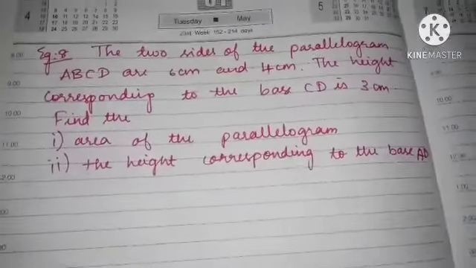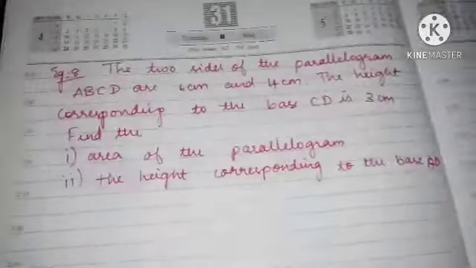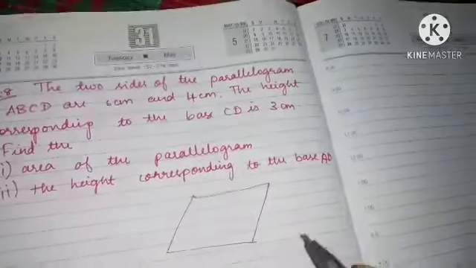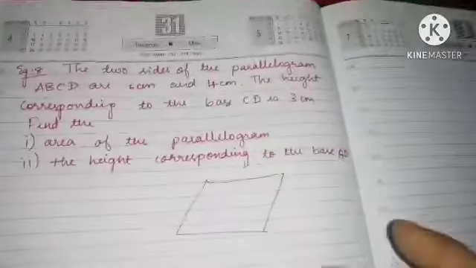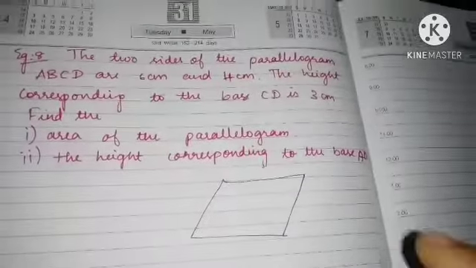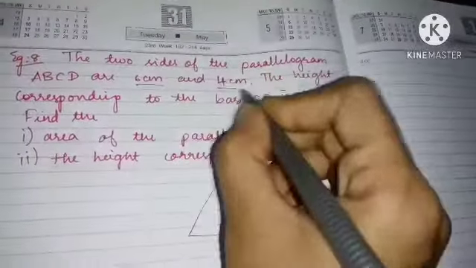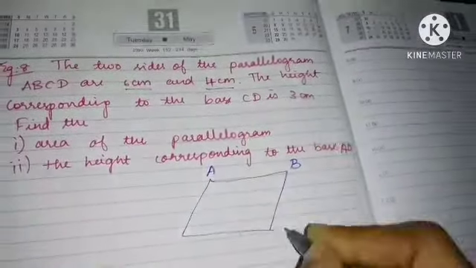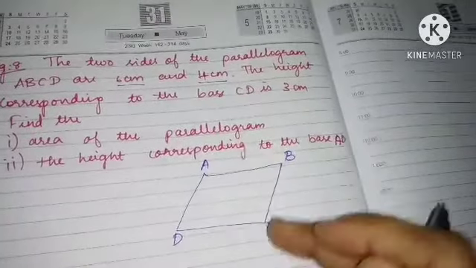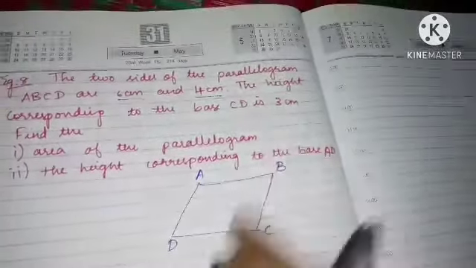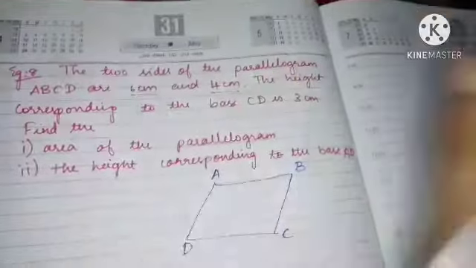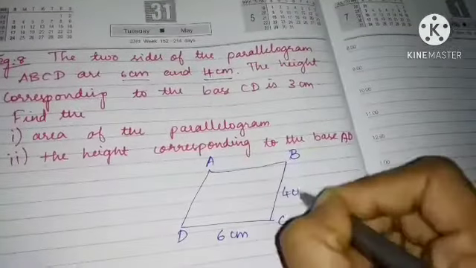Next is your example number 8. What is the question? The two sides of the parallelogram ABCD are 6 centimeter and 4 centimeter. This is one parallelogram with two sides, so it will have length and breadth, right? One side is 6 centimeter, another side is 4 centimeter. ABCD is the parallelogram, where 6 centimeter and 4 centimeter are the length and breadth. So this is 6 centimeter, this is 4 centimeter.